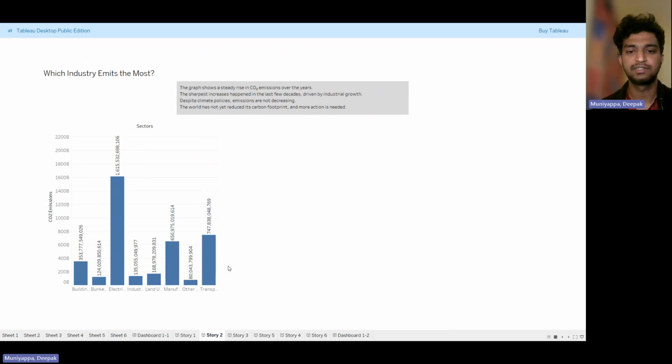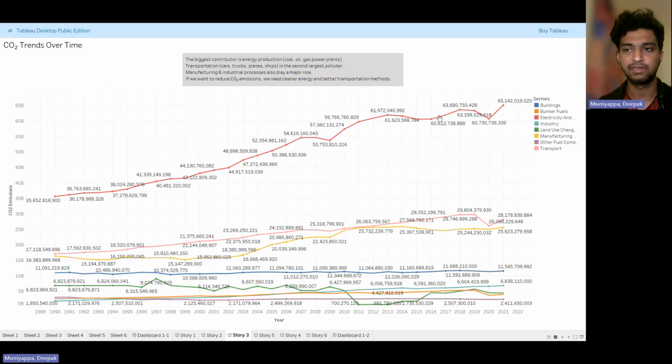The growing demand for electricity and increasing vehicle ownership worldwide have driven emissions higher. Unless these industries transition to cleaner energy sources, reducing emissions will be extremely difficult. The same goes for the next slide as well. You can see the growth. You can see how the electricity and heat industry has contributed the most to the growing carbon dioxide emissions, followed by transportation and then manufacturing.